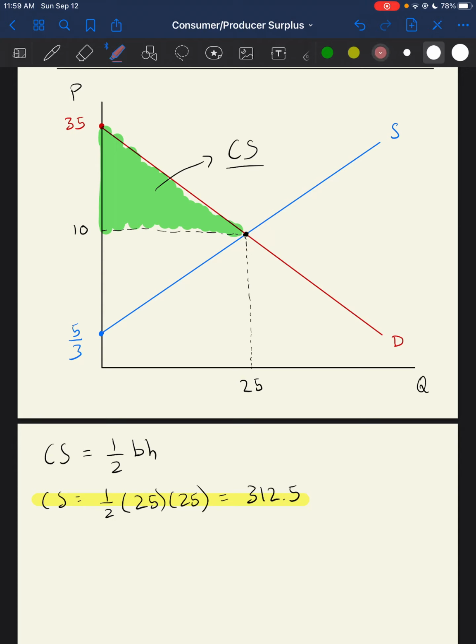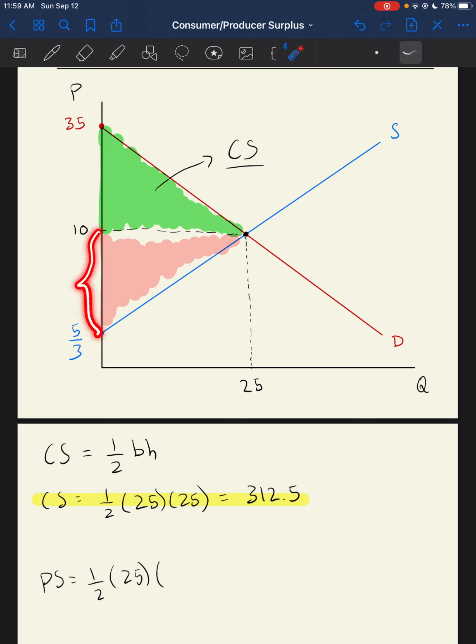Now I want to find producer surplus. Remember, producer surplus is going to be the area of this bottom triangle, and we know the height and base of this as well. Again, the base is going to be the exact same. The base is essentially just this length right here. This strip is from 0 to 25, so we know that's 25. So the base is going to be 25. Now we want to know the height. Well, the height, again, is from this point to this point.